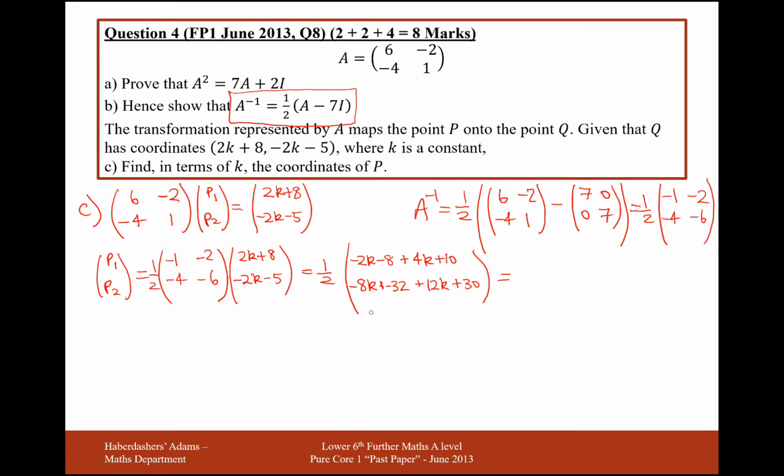So in this case here, for the top row, I'm going to get 2k plus 2, and for the bottom row, I'm going to get 4k minus 2. So halving the coordinate here, I'm going to get k plus 1 and 2k minus 1. So that's the coordinate of P, 8 marks.